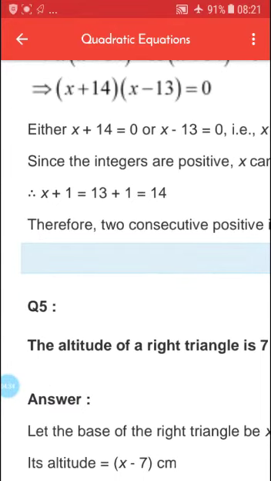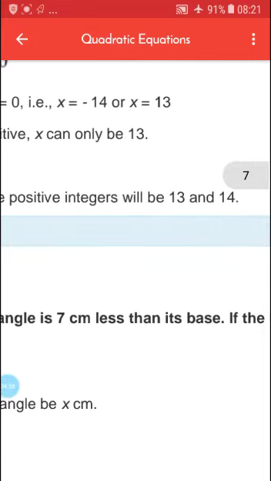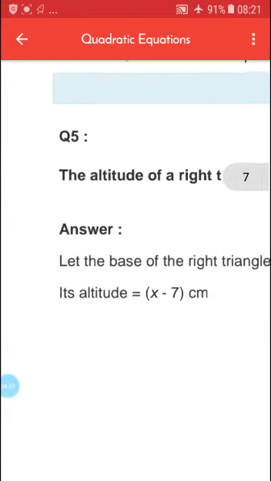So x is how much? 13, and x + 1 is how much? 14. Therefore, the two consecutive positive integers will be how much? 13 and 14. Is that okay? The two positive integers are 13 and 14. Now see, question number 4, you try to do by yourself.